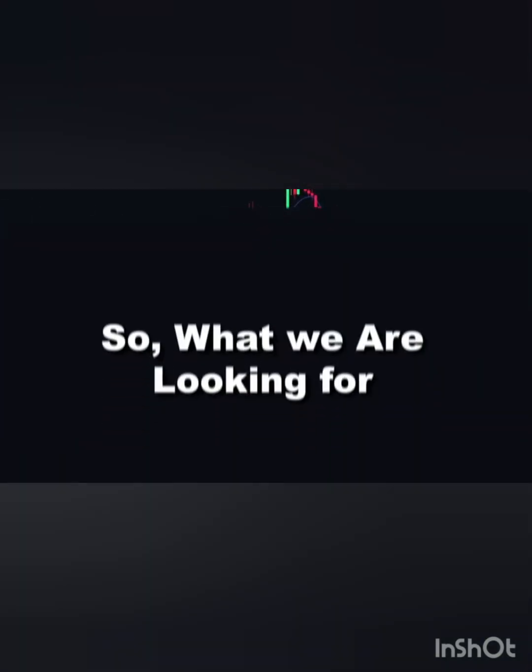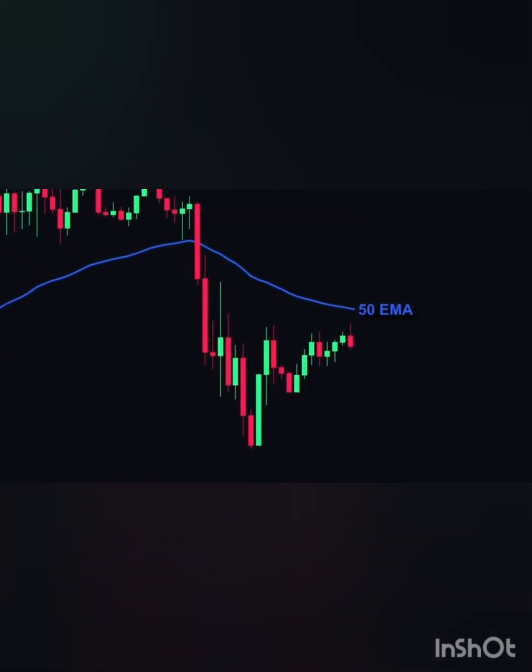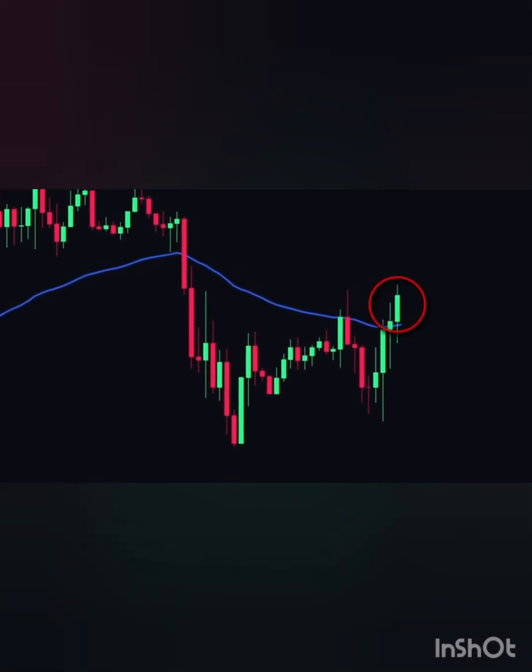So, what we're looking for is a chart where the price is moving below the 50 EMA, such as in this chart for example. The strategy starts once the price breaks above the 50 EMA, and a candle closes above it, as you can see in this chart. So the first step of this strategy is complete, a break above the 50 EMA. Then, we're going to wait for a pullback.